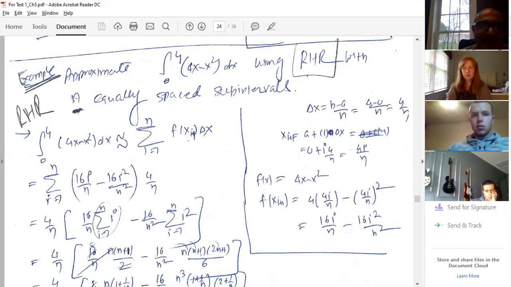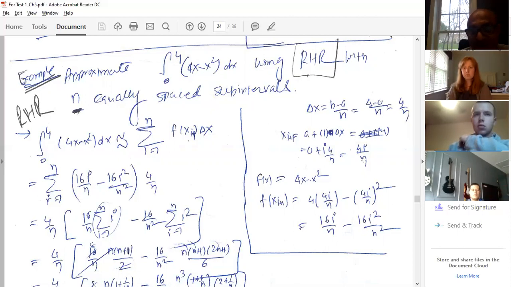Let's start with this one. 4x minus x square is approximated by the summation of f of xi plus 1 times delta x, because for the right hand rule it's xi plus 1. So first let me fix this. Delta x is b minus a by n, which is 4 by n. Xi plus 1 is x1 plus I delta x, with a equal to 0. I as it is, and delta x is 4 by n. So it is 4i by n.